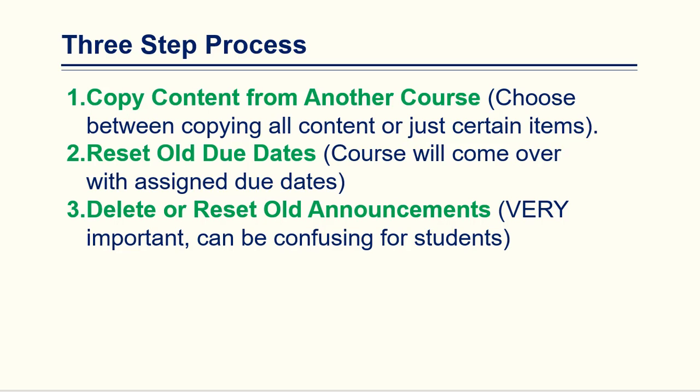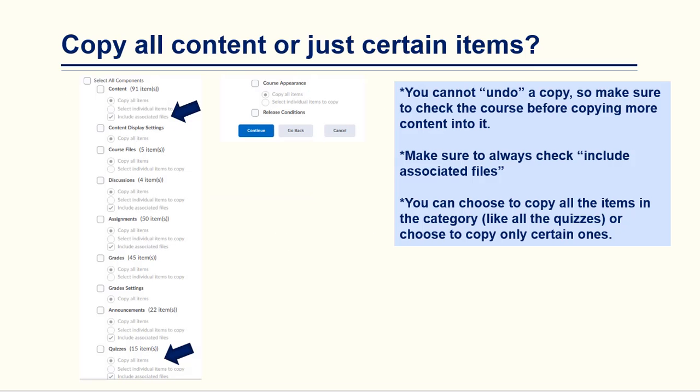Ideally, all of this should be done before the first day of class, before students get access to the course. It's important to know that you cannot undo a copy, so you want to make sure to check the course before copying more content into it. Sometimes someone will copy a course, they'll forget, and then recopy it into it, and it will actually make a duplicate section of every single thing in the course. So it will allow you to copy it as many times as you want. You just want to be very careful that before you make a copy, you check to see what's already in the course.